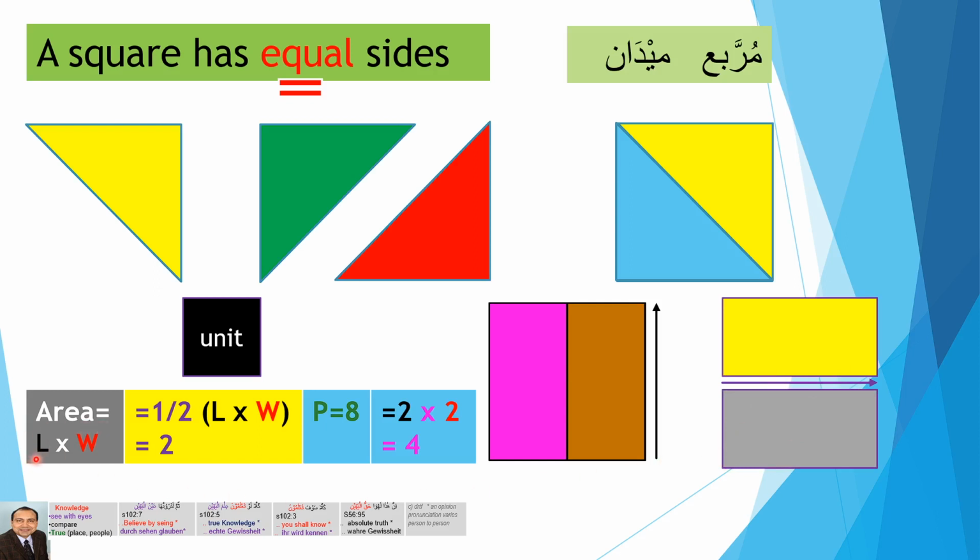So area is length multiplied by width. So here length and width are equal. So we have 1 unit, so this 1 and 2, 2 units. 2 units multiplied by 2 units, 4 units.